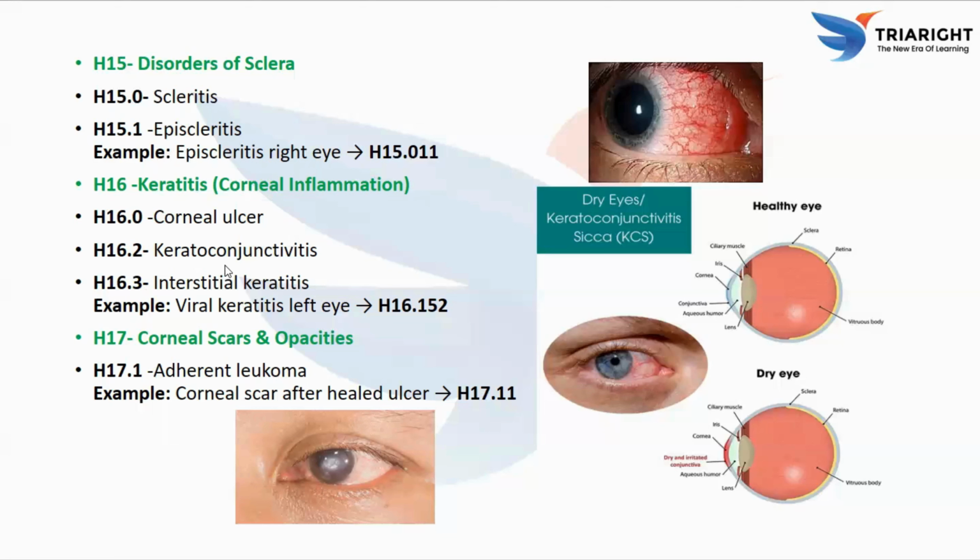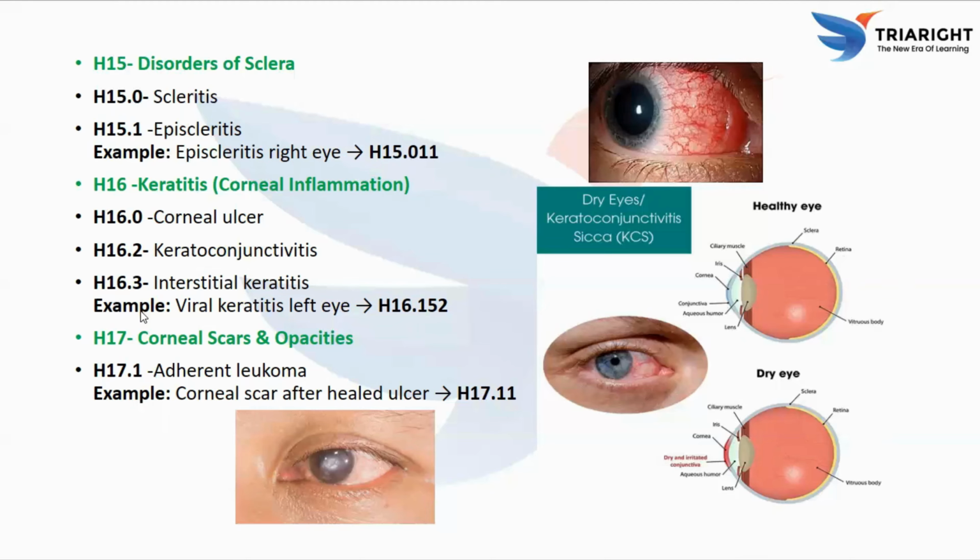Whereas H16.2 is for keratoconjunctivitis. This inflammation involves both parts of the eye, the cornea and also the conjunctiva. One type is keratoconjunctivitis sicca, which is called KCS, commonly known as dry eyes. In this diagram, you can clearly see the healthy eye and the dry eye. The healthy eye shows a smooth, moist cornea, whereas in the dry eye, the cornea shows a dry ocular surface, inflamed conjunctiva, and also you can see the reduced tear film.